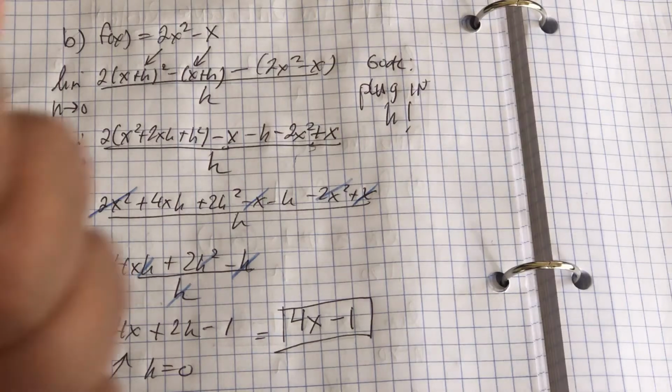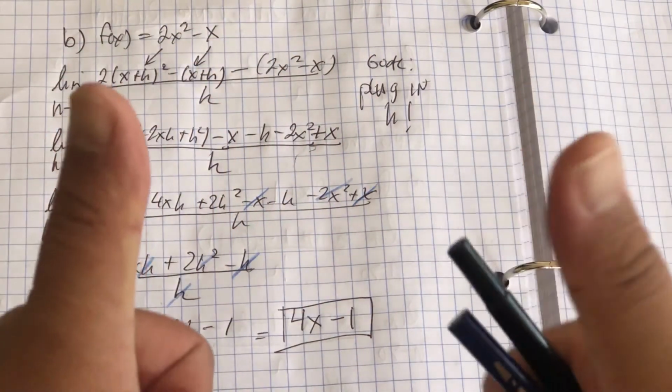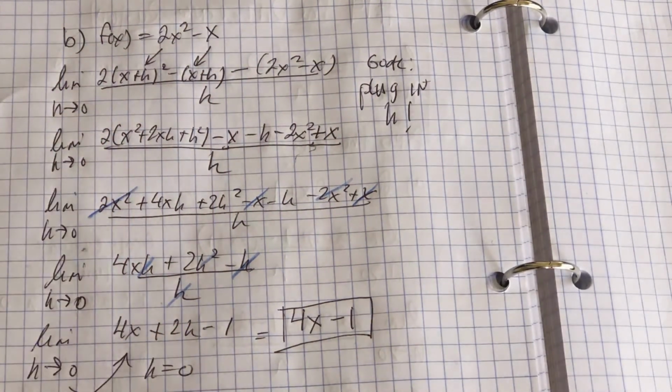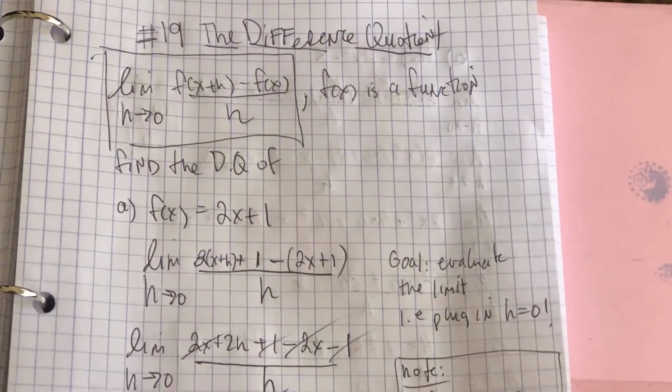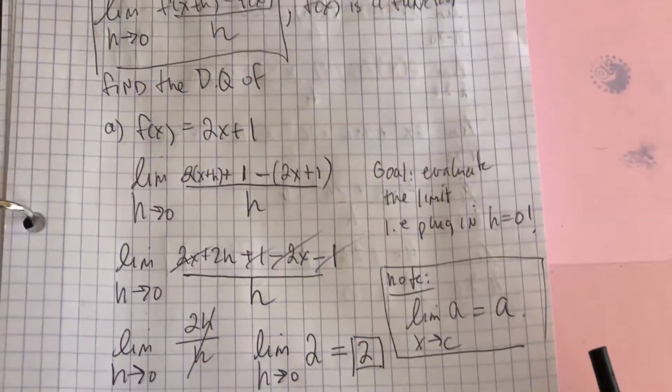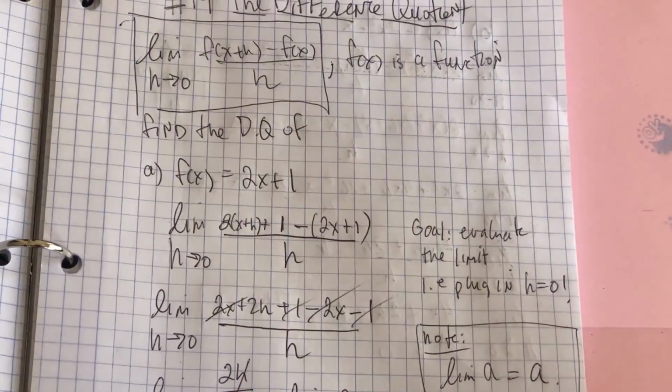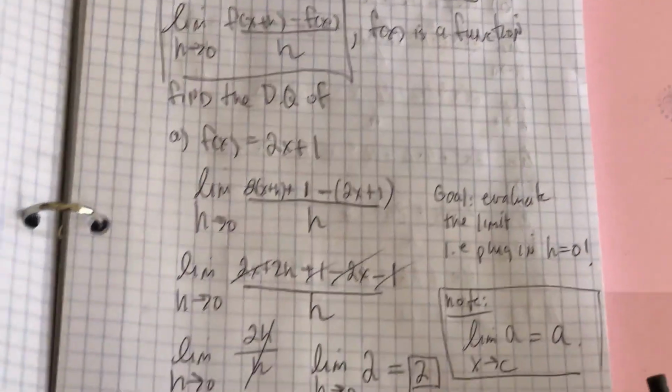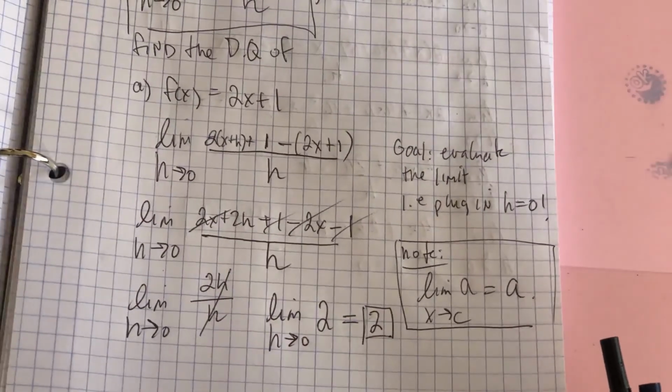Okay. Hopefully you should be good to go for at least tonight's homework, which is number 19, the difference quotient. Okay. Still debating whether or not I should upload these notes. I probably should, but I think listening to it is good too.